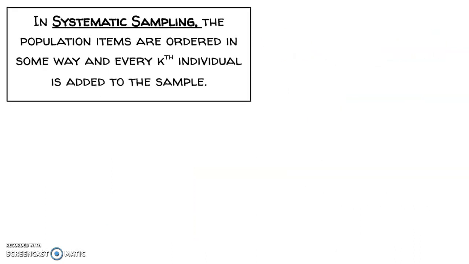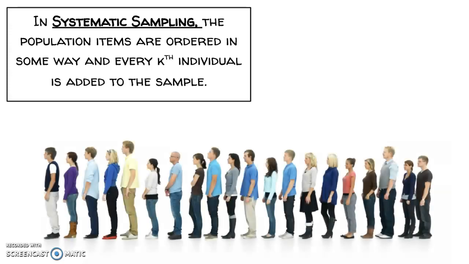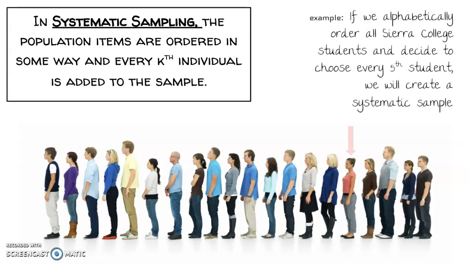In systematic sampling, the population items are ordered in some way, alphabetically, numerically, by size, whatever it happens to be. And every kth individual is added to the sample. So if we line up all of the Sierra College students alphabetically, and then we select maybe every 5th student, we will create a systematic sample.